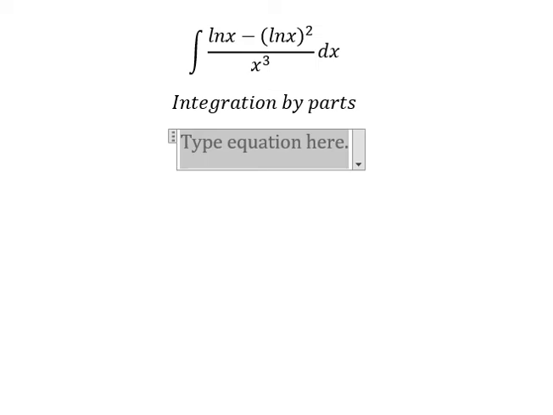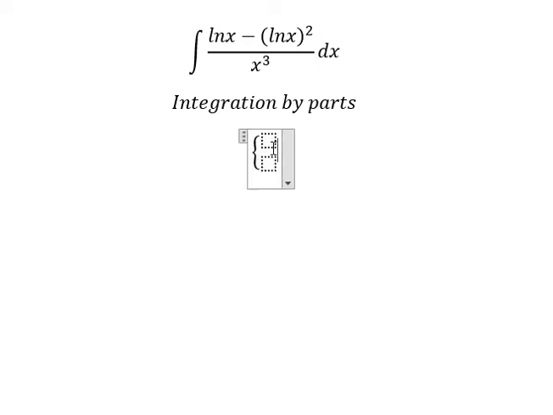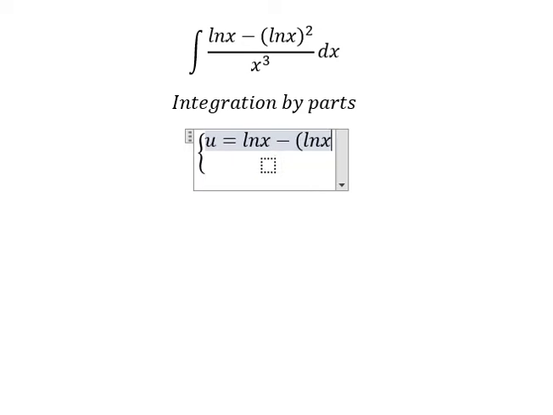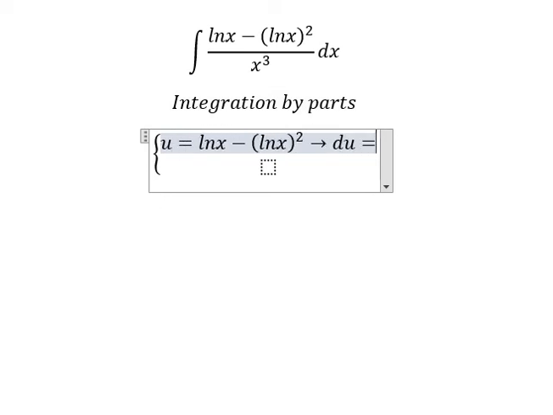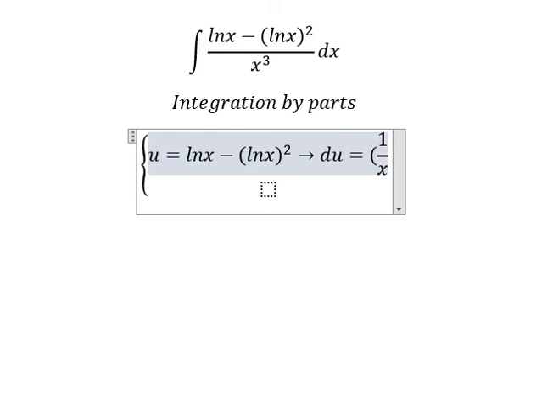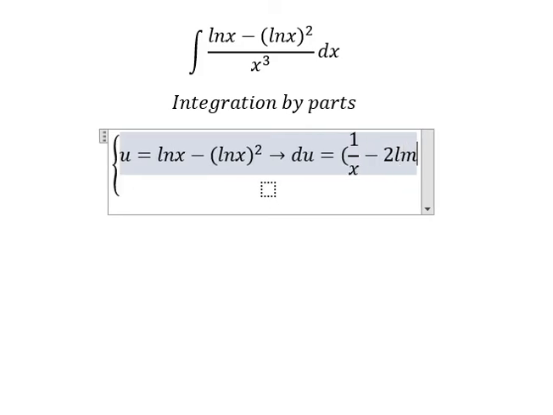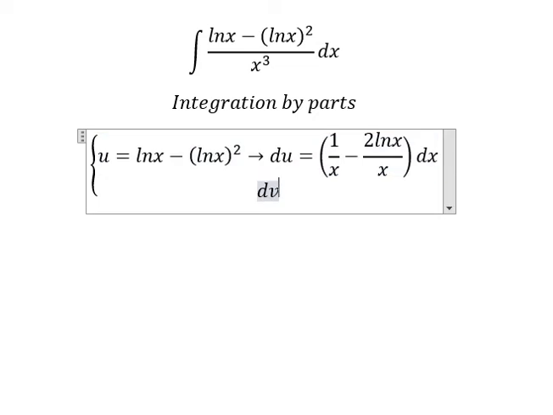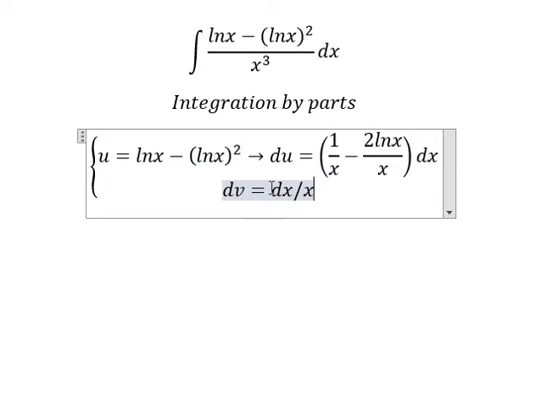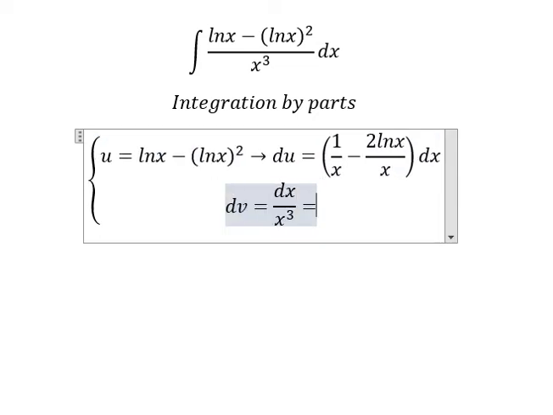So I will put u equals ln(s) minus ln(s) squared. So if I first take the derivative of both sides, we have du equals 1 over s minus 2 ln s over s ds. dv, we have ds over s to the power of 3. And this one we can write as s to the power of negative 3 ds.